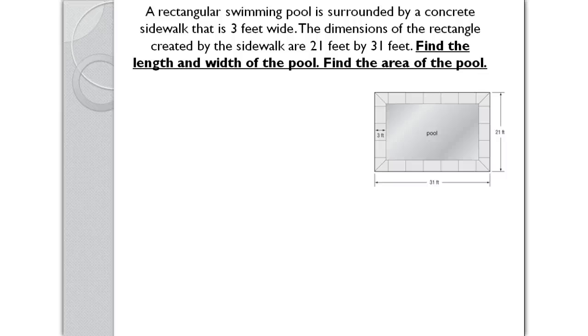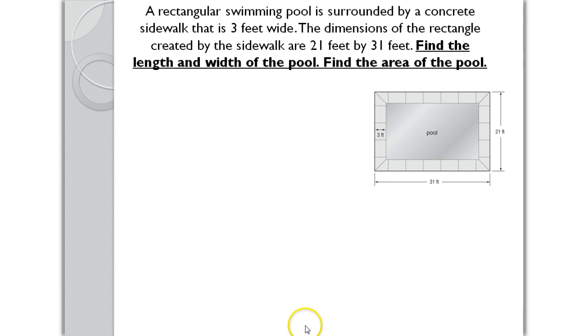Next one. A rectangular swimming pool is surrounded by a concrete sidewalk that is 3 feet wide. So here is that picture. Here is your concrete sidewalk. It is 3 feet wide. The dimensions of the rectangle created by the sidewalk are 21 feet by 31 feet. Find the length and the width of the pool. Find the area of the pool. So there's 2 things we need to do. So let's talk about plan A.